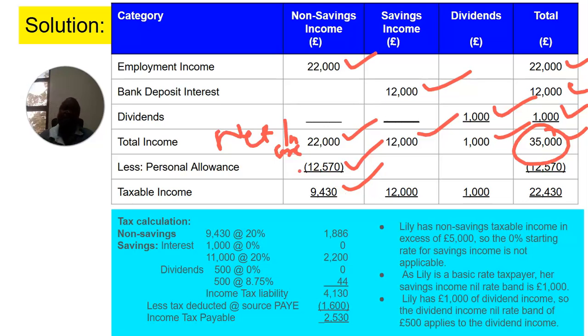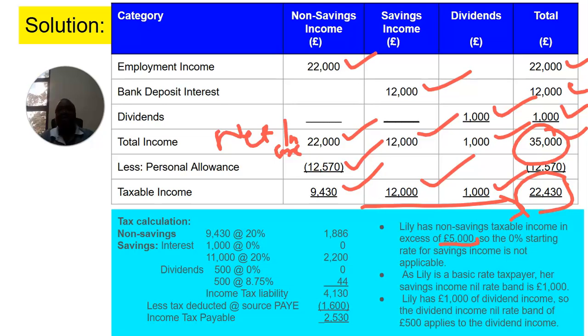Sometimes this personal allowance will reduce the income to below 5,000. And when it goes below 5,000, you then have to do the computations which are related to the 5,000 relief. Okay, we now know how to deal with those. Please, if you have forgotten, revisit that part of the video. The savings income is 12,000 and the dividend income is 1,000. So if you add across, you're going to arrive at the ultimate taxable income of 22,430.